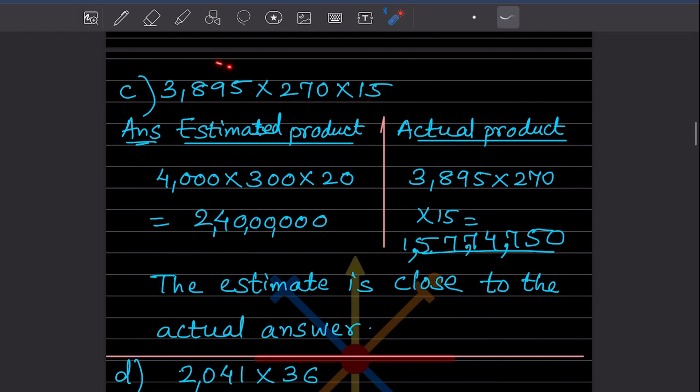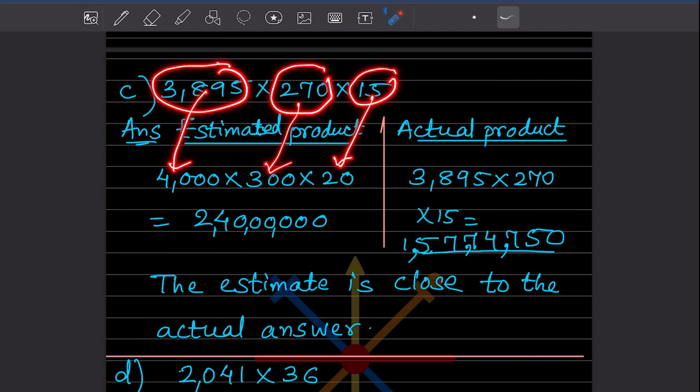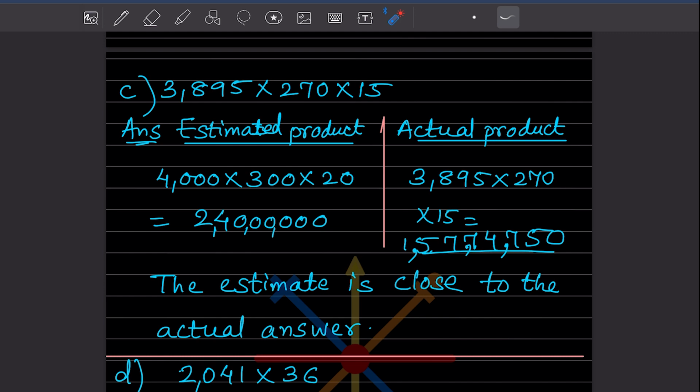Here it says the same. Round this, you get 4,000. 270 rounding, you get 3,000. 15 becomes 20. Now, how will you do this? Forget about the zeros for the time being. 4 3s are 12, 12 2s are 24. So this is 24. Then you will count 1, 2, 3, 4, 5, 6, 6 zeros.